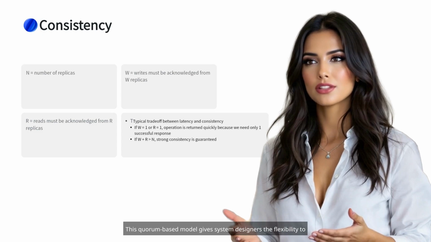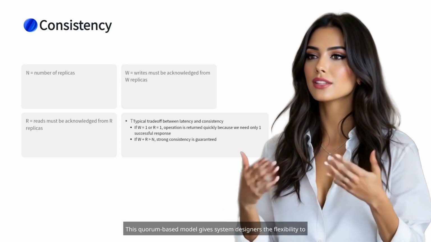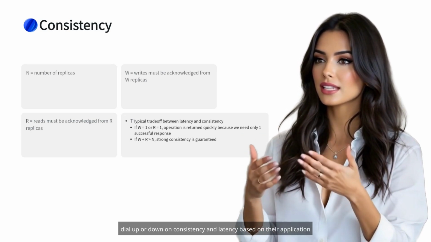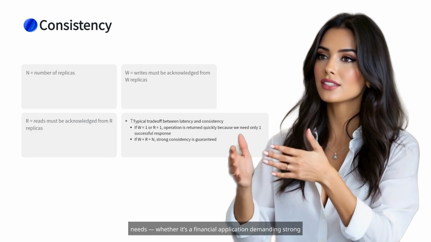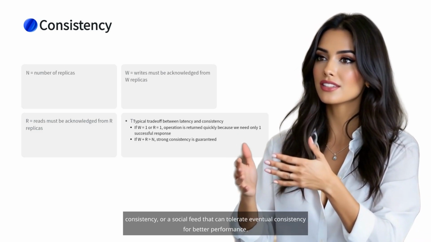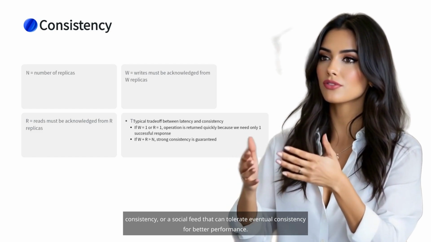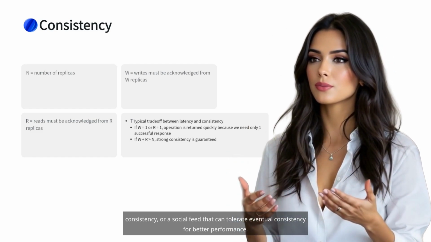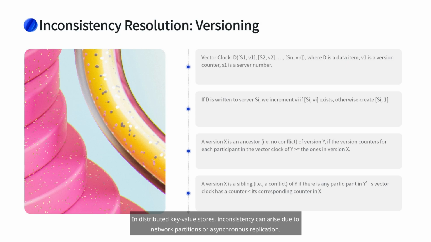This quorum-based model gives system designers the flexibility to dial up or down on consistency and latency based on their application needs, whether it's a financial application demanding strong consistency or a social feed that can tolerate eventual consistency for better performance. In distributed key-value stores, inconsistency can arise due to network partitions or asynchronous replication.